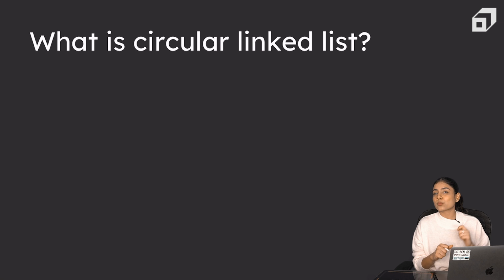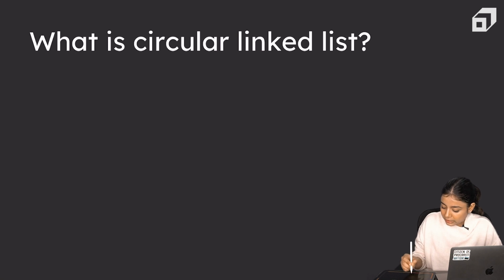So far we have seen what is singly linked list, we have seen doubly linked list. The difference was that in singly linked list every node was just pointing to the next node in the list, but in doubly linked list every node was pointing to the next node as well as the previous node in the list. Now what is a circular linked list?